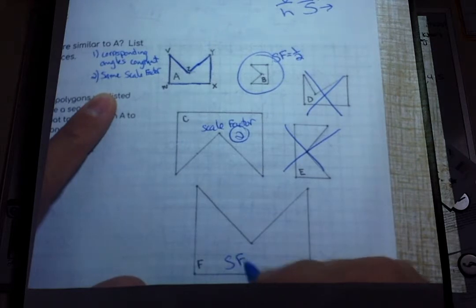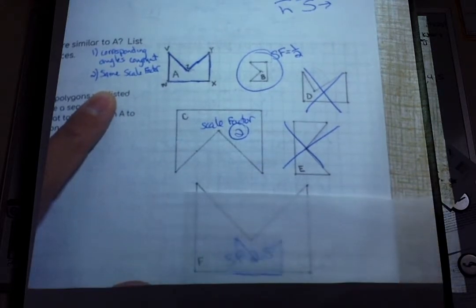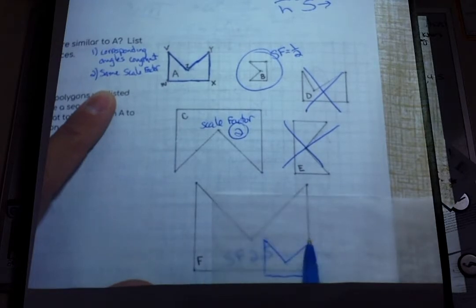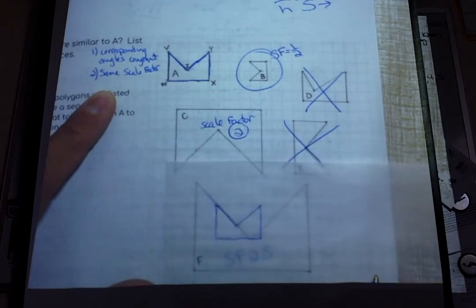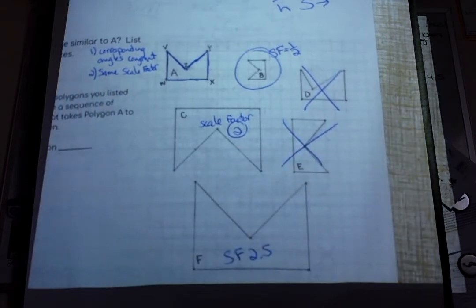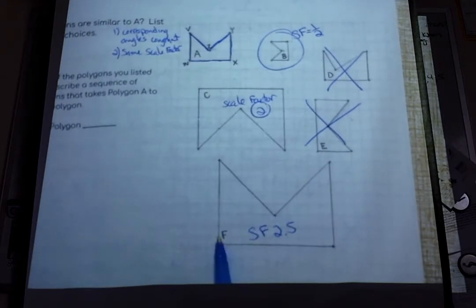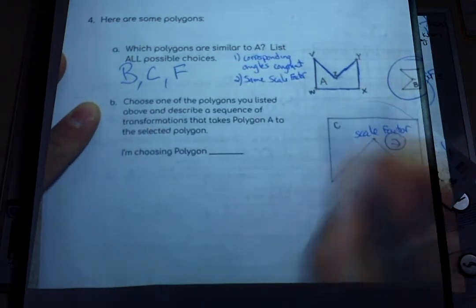So it's scale factor 2.5, and let's just see if it works all the way around. There's 1, there's 2.5. And then if this side worked, this side's going to work. Now the one's going down, the diagonal, so 1, 2.5. Now it's going up on the diagonal, 1, 2.5. Yes, so we know that F also works. So I'll circle that one. So we have 3 similar figures.